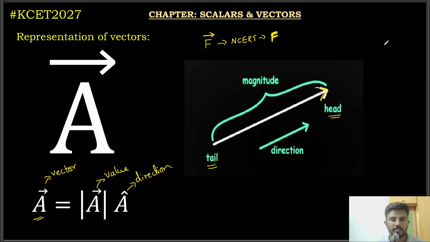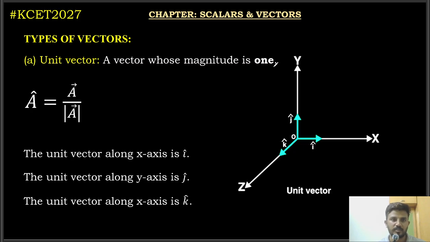Next we have types of vectors. The first one is the unit vector, a very important one. What is a unit vector? A vector whose magnitude is 1 is called a unit vector, and it is represented by a cap. For example, the unit vector along the x-axis is i cap, along the y-axis is j cap, and along the z-axis is k cap. The angle between i cap and j cap is 90 degrees, j cap and k cap is 90 degrees, and k cap and i cap is also 90 degrees.